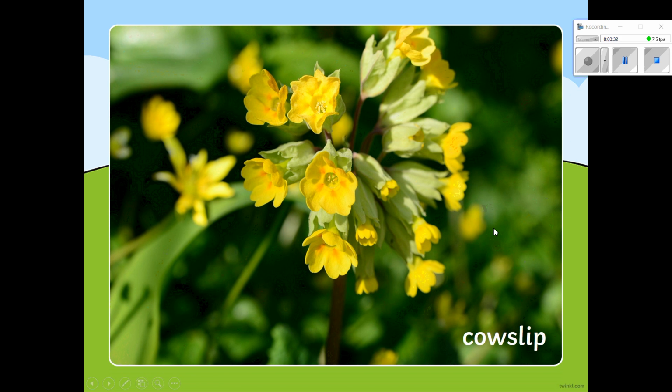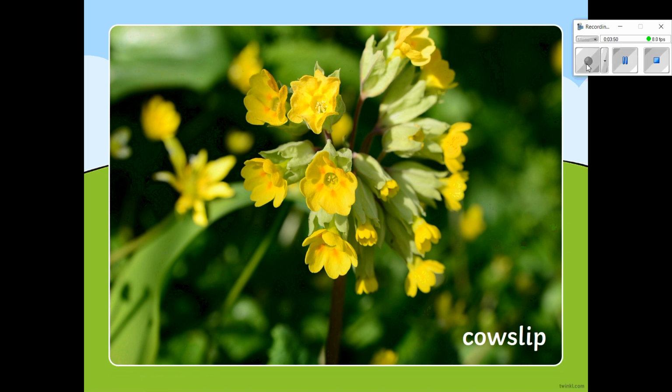Do you know what this flower is? This one is a cowslip. Can you say cowslip? And what can we say about this flower? How can we describe this flower? Pause the video now and talk to your grown-up about this flower.